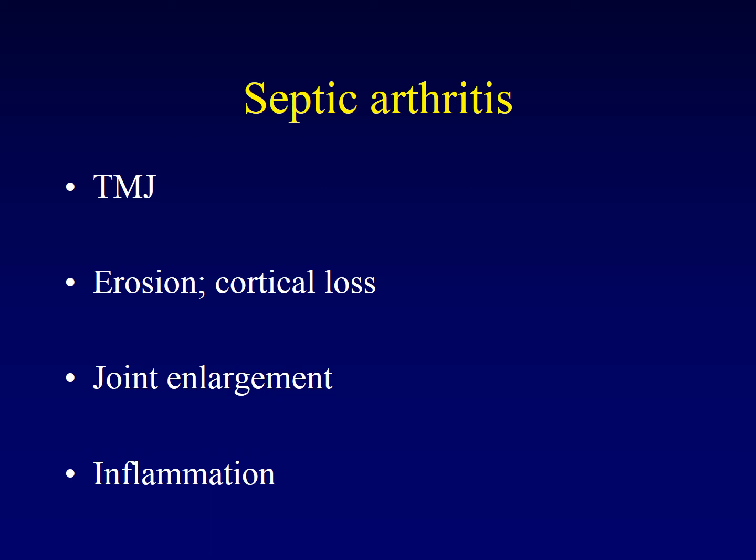Our next potential complication is septic arthritis. The joint that we're often talking about in the head and neck is the temporomandibular joint. The imaging findings we're looking for are erosion of the cortex, cortical loss. We expect the joint to become enlarged, which is an unusual finding. In degenerative disease, the joint space shrinks. And there's surrounding inflammation of the soft tissues, as you would expect.